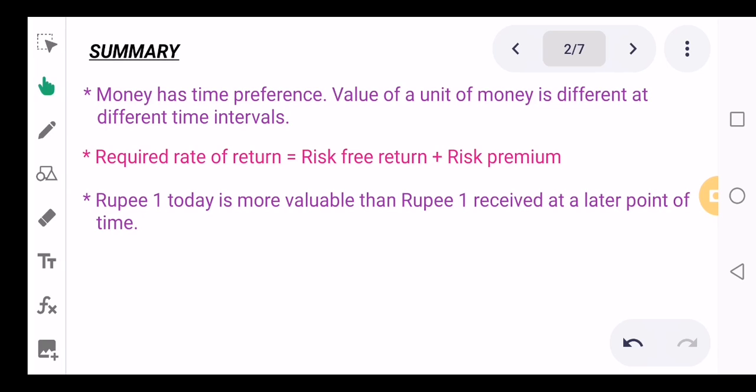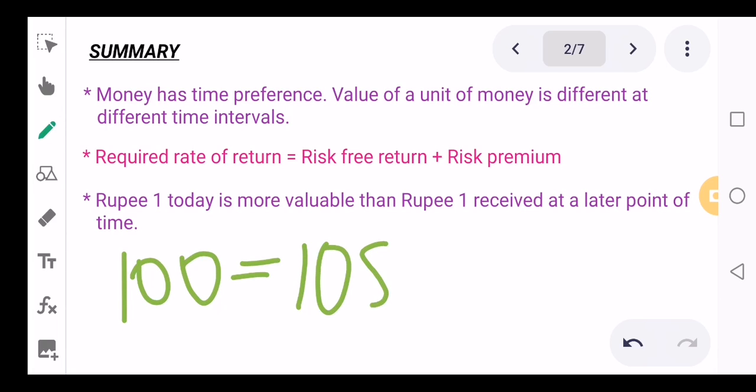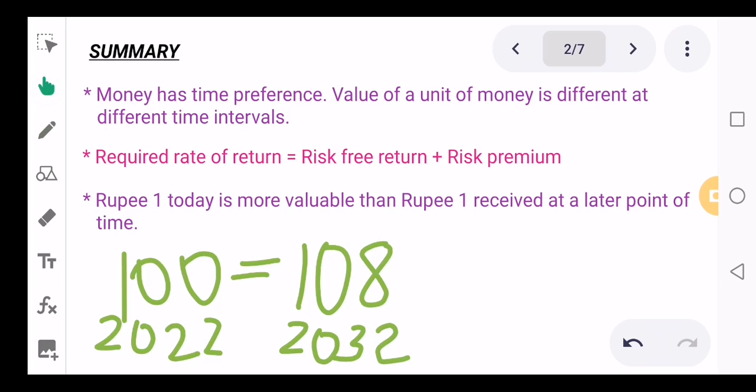So I feel that 100 today is equal to 108 rupees tomorrow, and that is why I tell my friend, you just give me 108 rupees, because 100 in the year 2022 is equal to 108 in the year 2032. So am I taking any extra money? No, I am not taking any extra money. I feel 100 is equal to 108. So I tell him you will give me 108, because these two amounts are going to be equal. That's why I will tell him to give only 108 rupees.